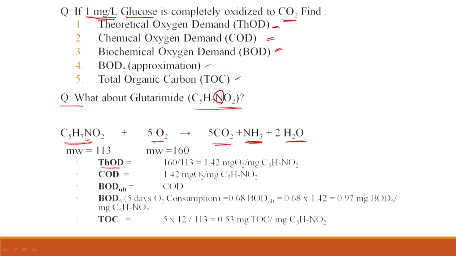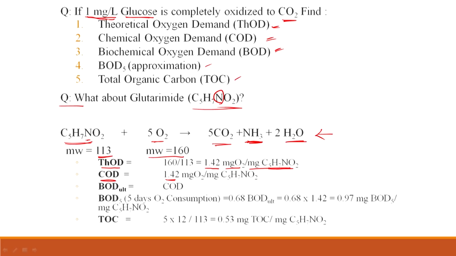Theoretical oxygen demand is going to be equal to the molecular weight, 10 into 16, 160, over 113. So you are going to need 1.42 milligrams of O2 per milligram of glutaramide. That is theoretical oxygen demand. The chemical oxygen demand is similar, 1.42, because the COD and the theoretical oxygen demand are the same. So it is 1.42 milligrams of O2 per milligram of C5H7NO2.